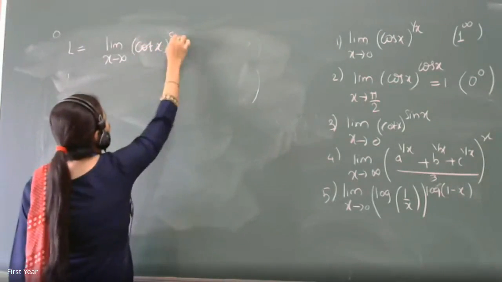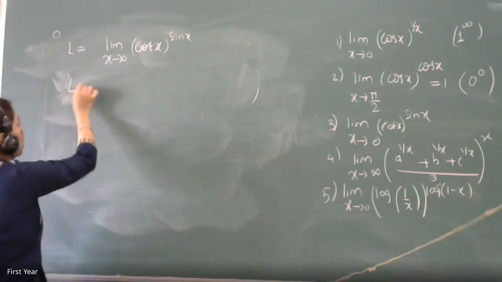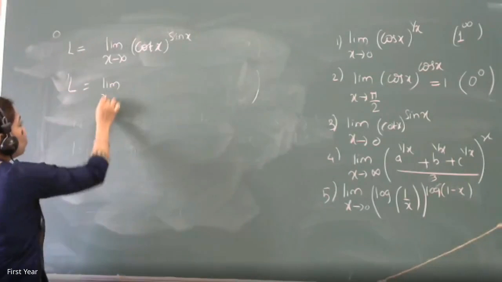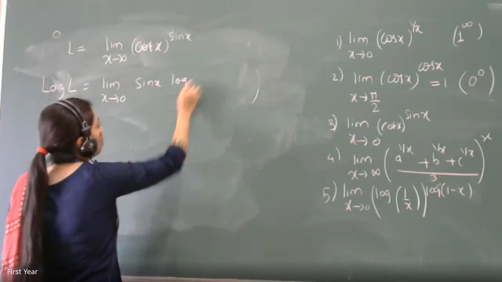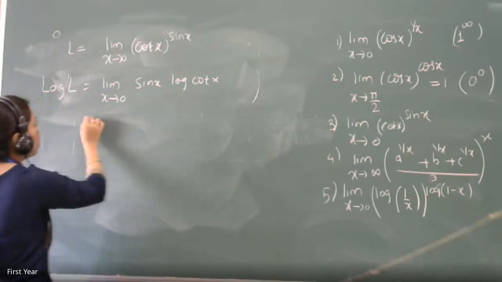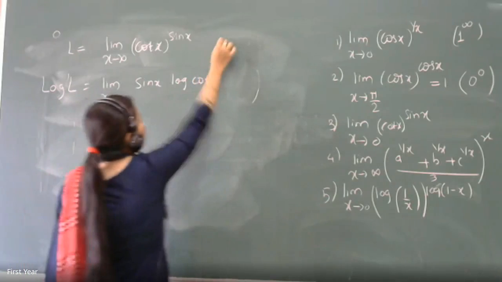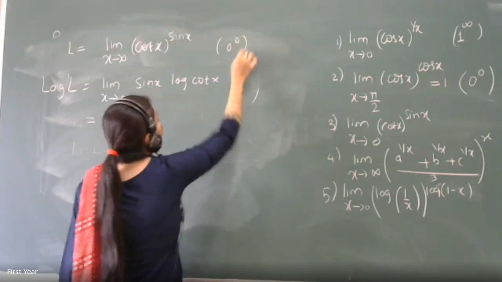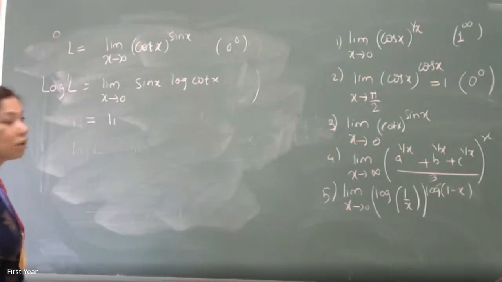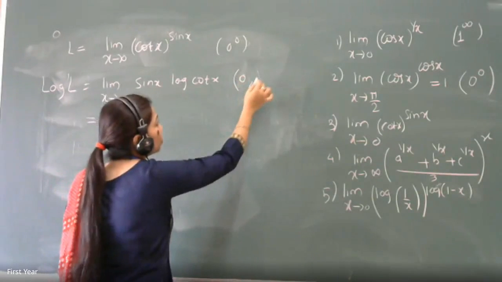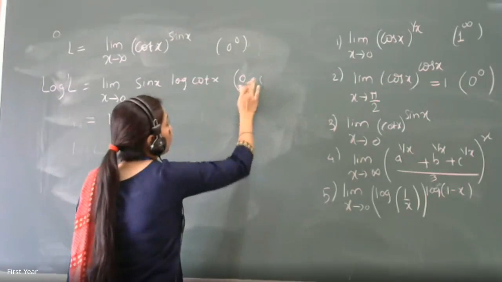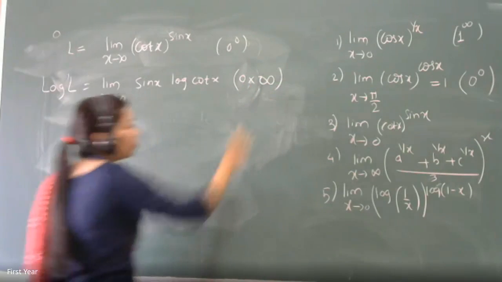Third question, cot x raised to sin x. This will be L is equal to limit as x goes to 0, log of L is equal to log of cot x. Then this sin x will go in the denominator. Now this form was 0 raised to 0. They may ask you what is the form after applying log. Sin 0 is 0, cot 0 is infinity, and log infinity is infinity. So it is 0 into infinity form.